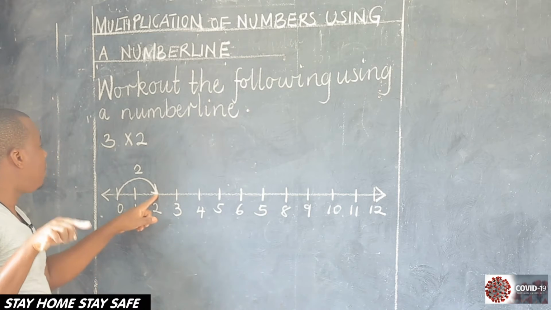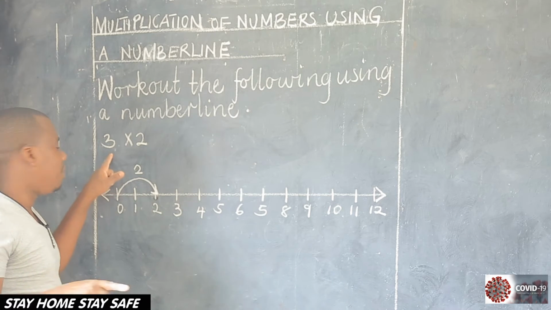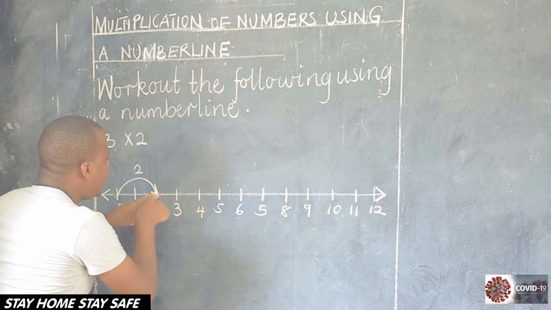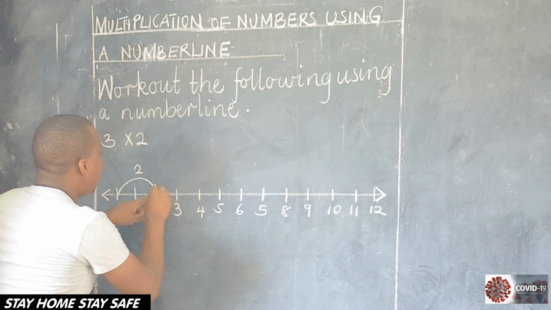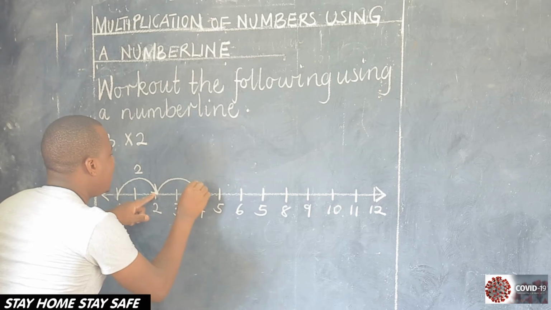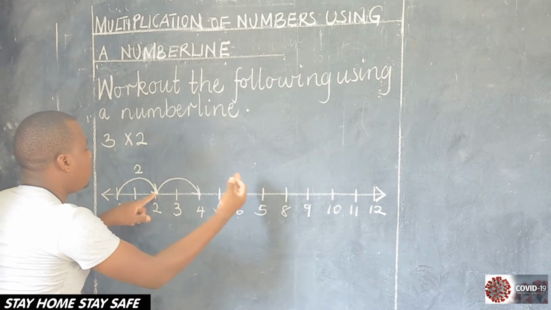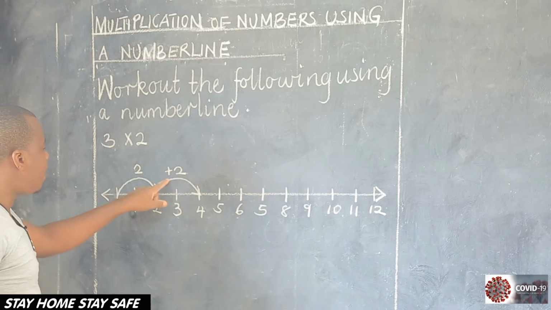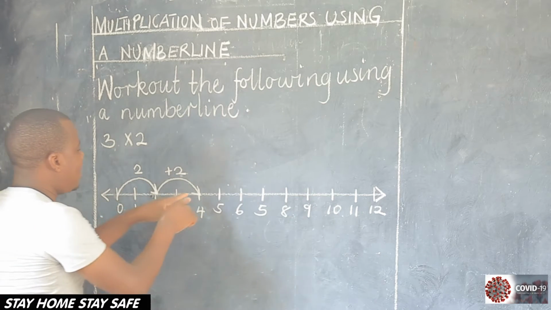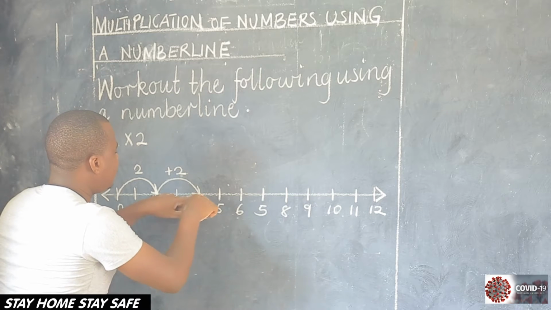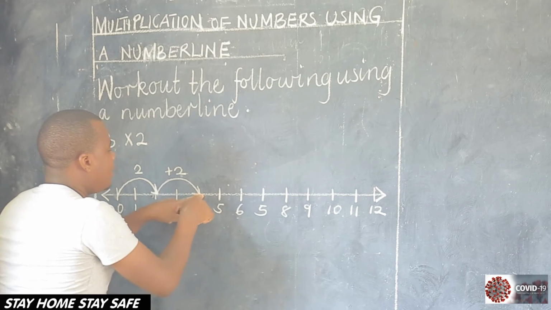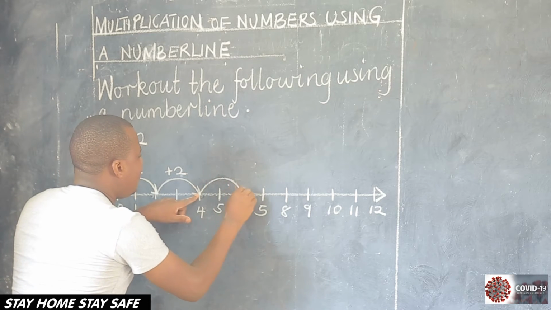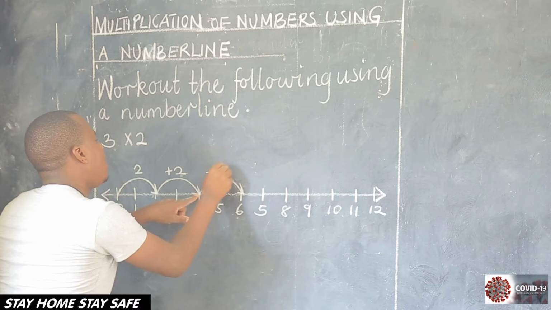How many jumps are we making? 3 jumps. So that is the first one. Now I'll begin from here. This is my 0, 1, 2. I make the second jump. Since I'm continuing, I will say this is the second jump, so it will be plus 2. Then I make the last one. I will still make my 0 here, then I count 1, 2. I make another jump, and it also has 2.